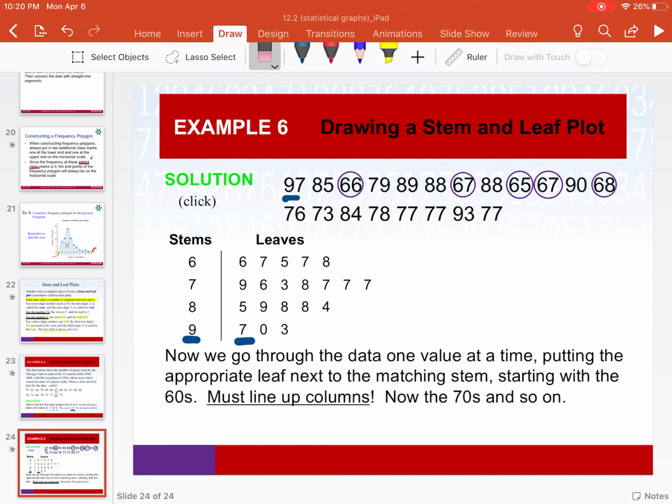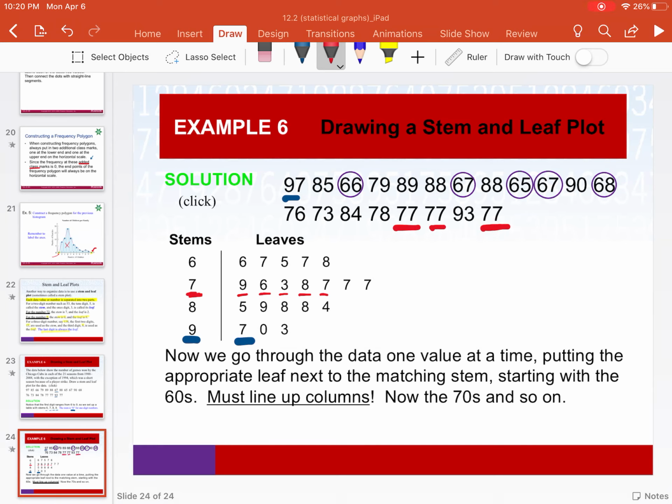They don't have to go in order. You can have an ordered stem and leaf. It looks nicer, but it doesn't have to be. I still have my data. That's what I like about these, that I can recreate the data. 79, 76, 73, 78, 77, and 77 shows up 3 times. So it has to be 3 times in the stem and leaf.